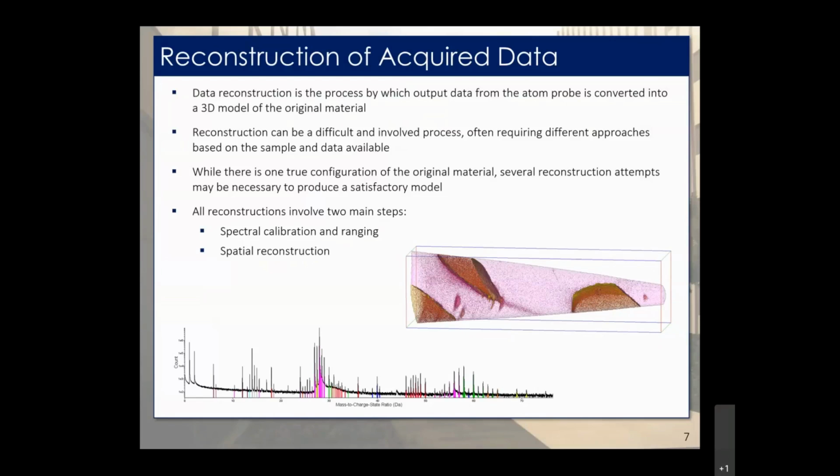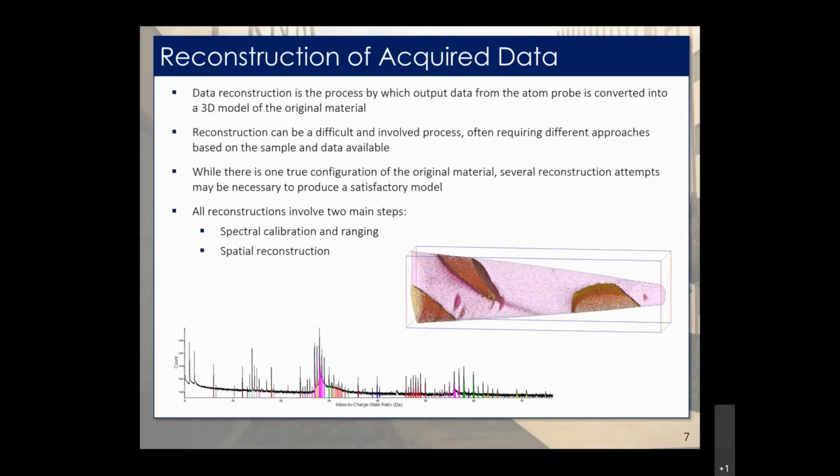Something to keep in mind is that with an atom probe reconstruction, you can sometimes get to the point where you have a globally accurate reconstruction, a representation of the overall shape and distribution of phases in your sample, but it might have local inaccuracies, especially around small phases and defects such as interfaces and so on.